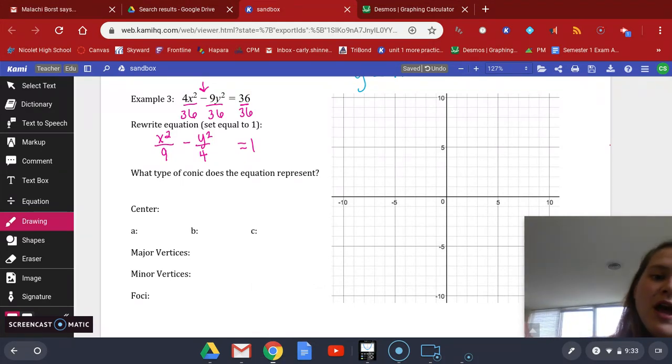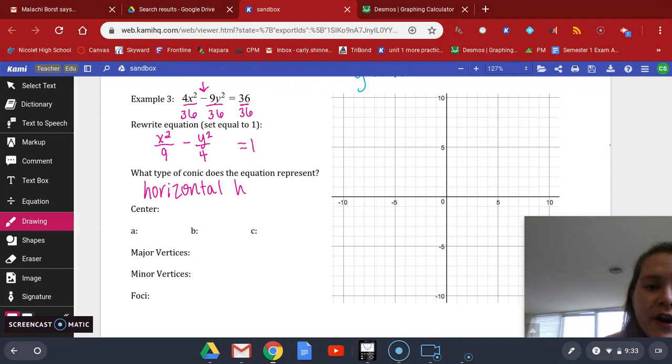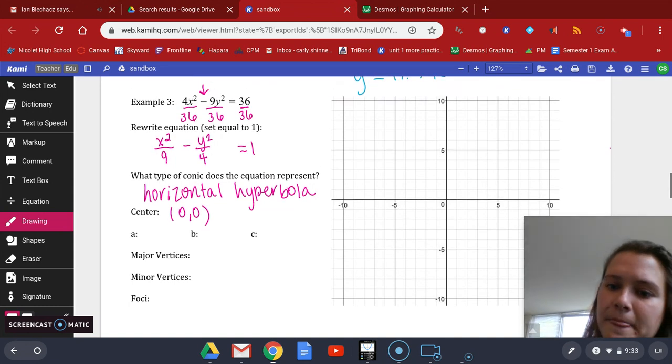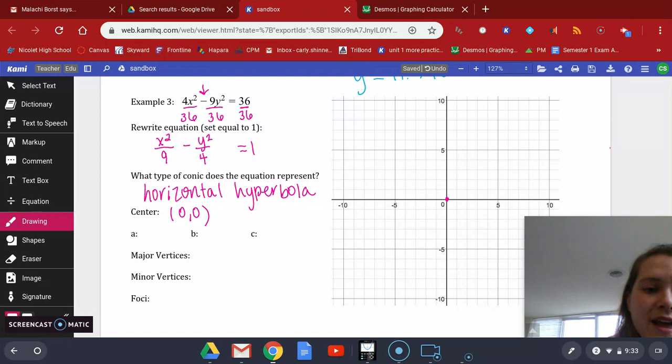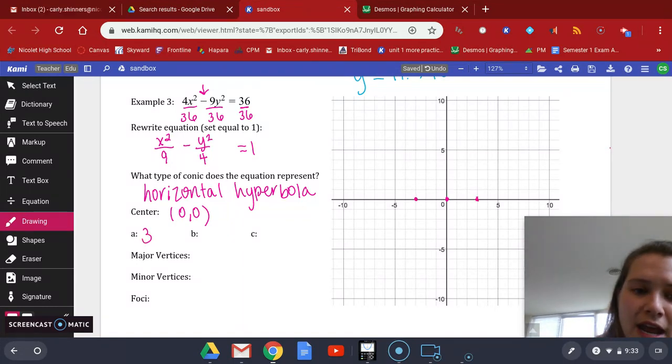Oops, dropped my pen. What type of conic is this? This is going to be a horizontal hyperbola, because that x comes first. Center is 0, 0. My A is 3, and this is horizontal, so I'm going to go out 3 and -3 for my major vertices.